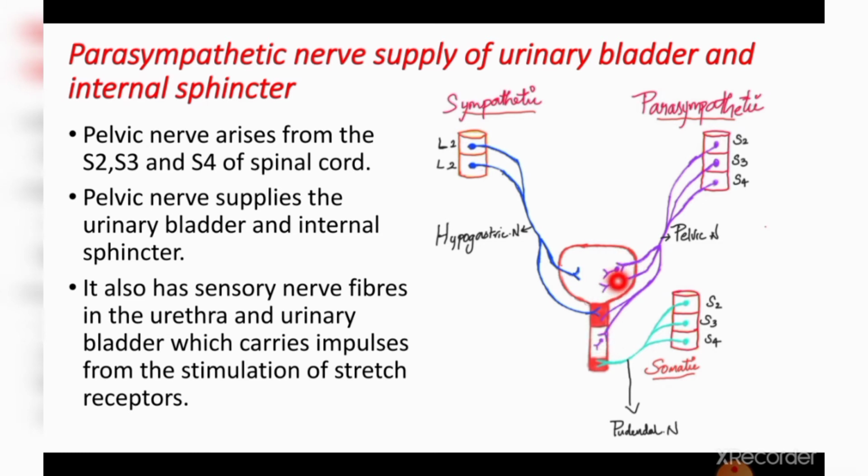There are a lot of stretch receptors present in the wall of the urinary bladder and in the wall of the urethra. Whenever these stretch receptors are stimulated, an impulse will be sent to the spinal cord through this pelvic nerve. So the pelvic nerve has motor supply for the detrusor muscle and the internal sphincter. Other than that, it has sensory nerve fibers in the urinary bladder wall and the urethra. These sensory nerve fibers carry impulses from the stimulation of stretch receptors present in those parts.